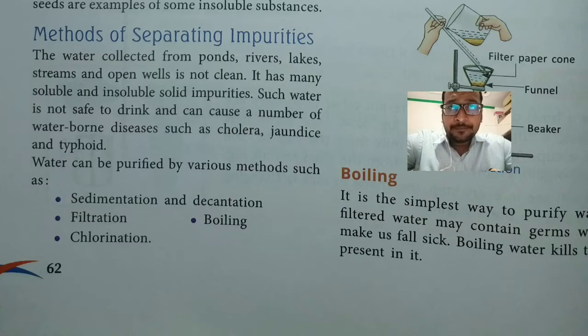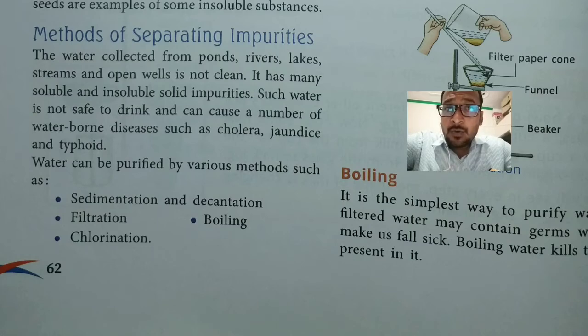So what is the method? The water collected from ponds, rivers, lakes, streams and open wells is not clean. Earlier, 100 years back, when industries were less, the water was pure, the rivers were clean. But now as the industries have grown up, we have a problem of potable water, pure drinking water. So we need purifiers at our home. Such water is not safe to drink and can cause number of waterborne diseases.